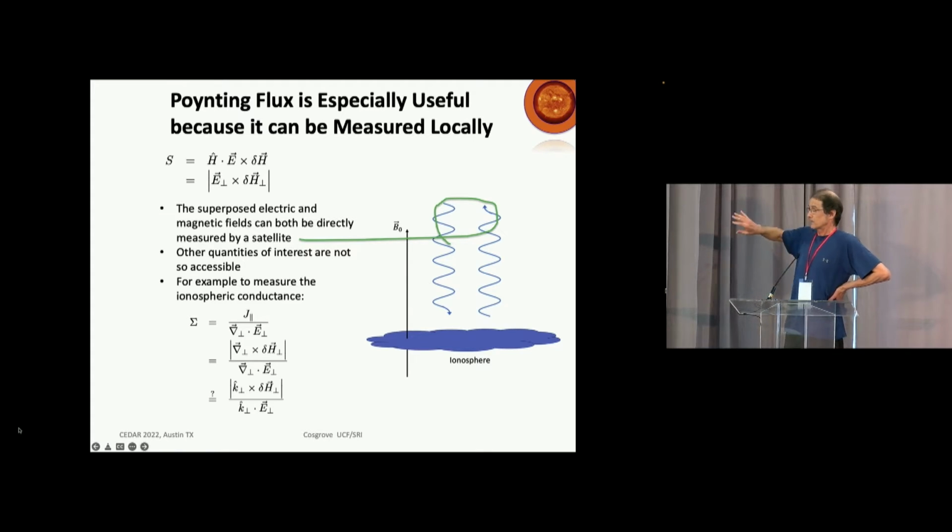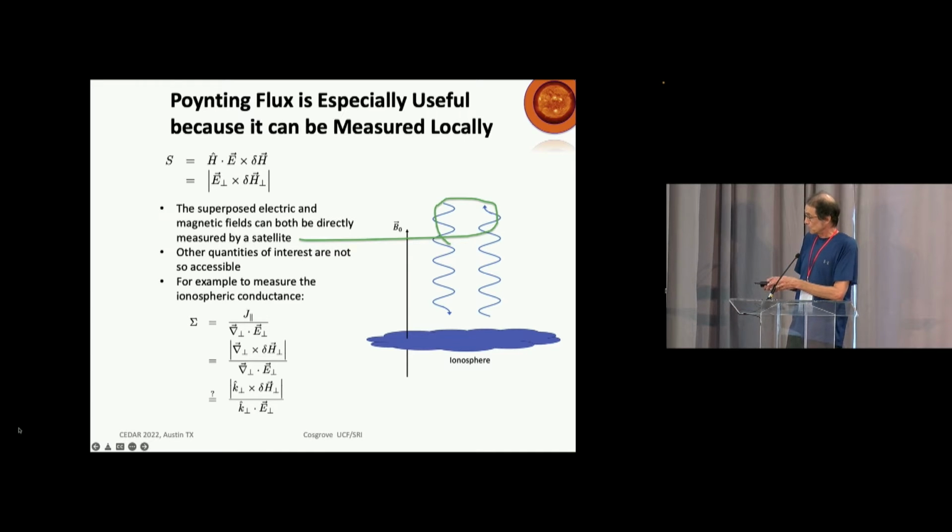That's a good thing to measure because of other things you might try to measure. Suppose you wanted to measure the ionospheric conductance. Well, that's what I'm trying to do in this bottom formula down there. You end up with gradients that you have to take. And of course, gradients are very awkward to take, especially with a single satellite. Even if you have multiple satellites, you really can't calculate a gradient because you just have a couple of points.